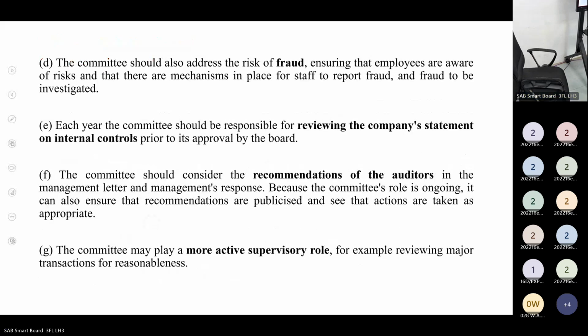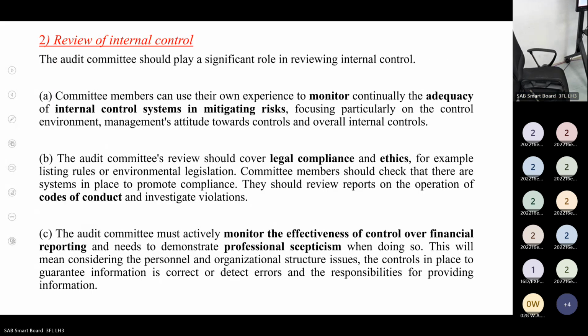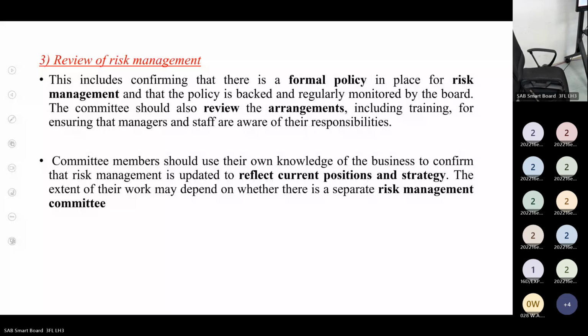Then review of risk management. May go into better detail. Right? The audit committee, as I said, has a lot of tasks.